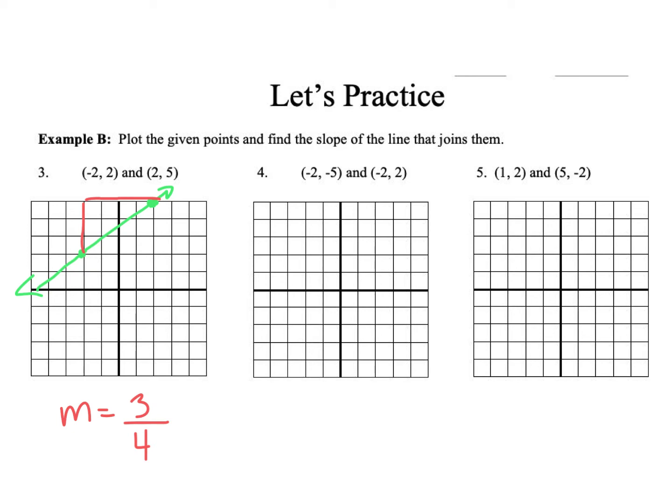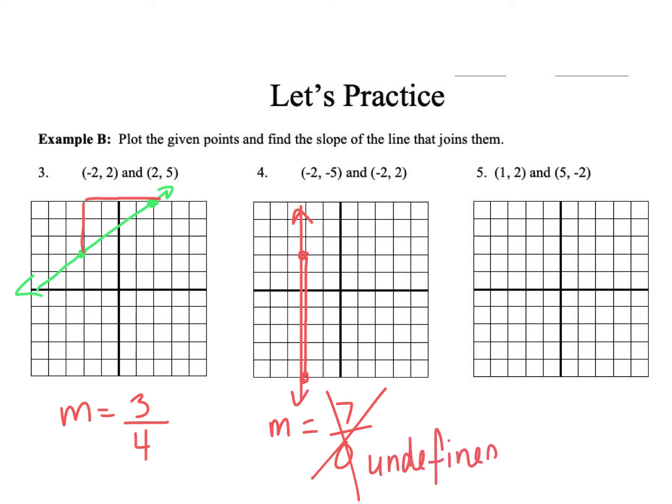Next would be negative 2, negative 5, negative 2, 2. Draw my line. This is one of our special cases. Do you know the slope? Hopefully you said undefined. If you would actually count the rise, you could count up 1, 2, 3, 4, 5, 6, 7 points. But it doesn't change at all, and if you would ever try this on your calculator, you get an error because you cannot divide by 0. So this is one where we actually write a word, undefined, for our slope.